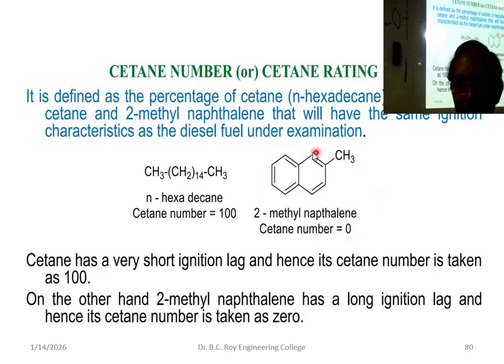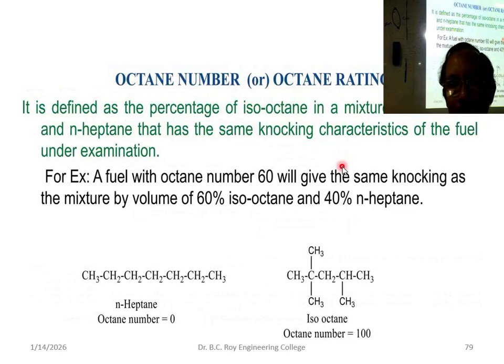Why? Because this branched, long chain, or this type of cyclic structure, aromatic structure, the combustion characteristic is poor. That's why I am taking it as 0. And the combustion characteristic of this is 100 because it's good. Simply good and bad. Don't make it complicated. This is good, this is bad, so a mixture is medium. Simple.